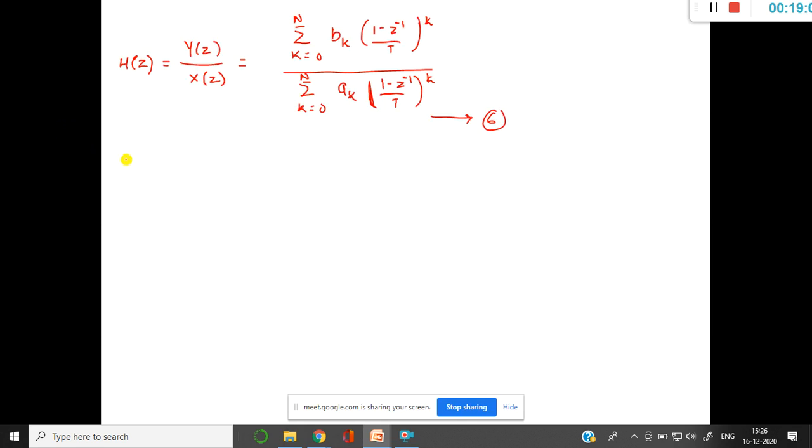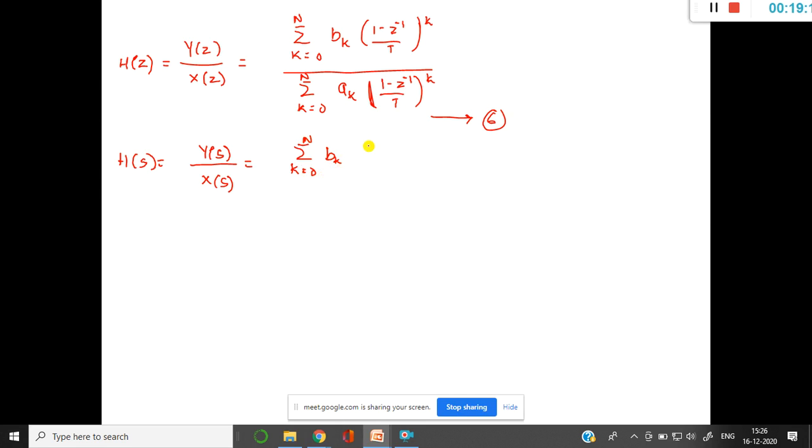That is H of s. It is nothing but Y of s by X of s. So this is nothing but the summation, k runs from 0 to n, b_k, right?